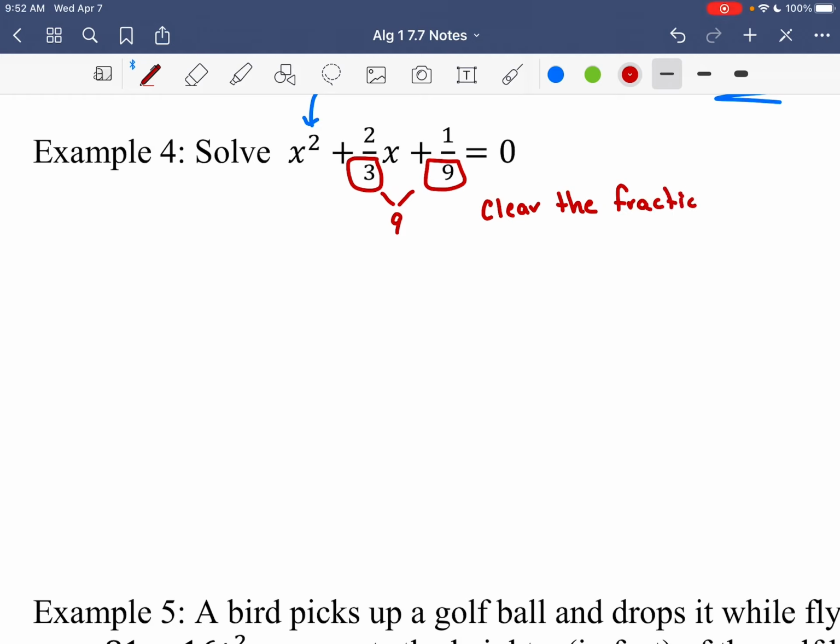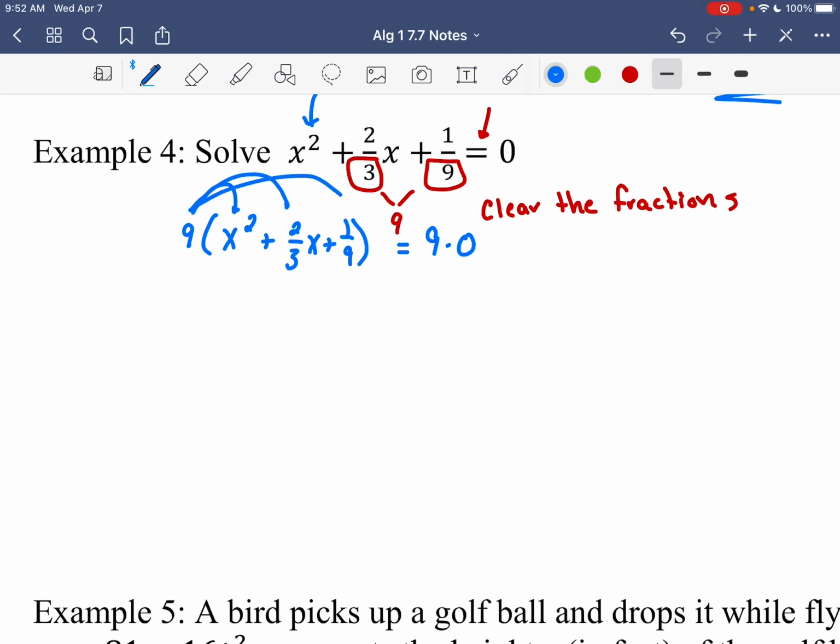This only works when you have an equal sign, because you have to be able to multiply both sides of the equal sign by the same thing. So now I'm going to multiply both sides of this by that 9. So I'm going to take 9 times this side, x squared plus 2/3 x plus 1/9 equals, and then I'm going to take 9 times the other side, which is just a 0. So now I need to distribute this 9 in.